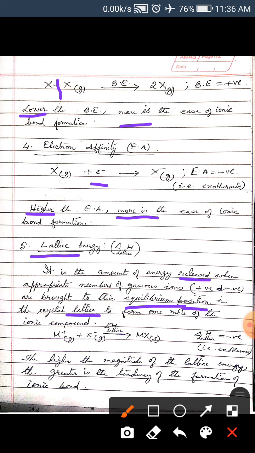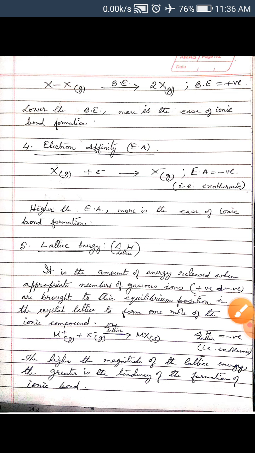So M in the gaseous state, M plus in the gaseous state and X minus in the gaseous state form MX in the solid state, and during this process a lot of energy is released, and that's why delta H is negative. So the higher the magnitude of the lattice energy, the greater the tendency of ionic bond formation. In general, you can remember, whenever the process is endothermic, the lower the value, the better it is. Whenever the process is exothermic, the higher the value, the better it is for ionic bond formation. So that's all about the various factors which decide the ease of ionic bond formation.